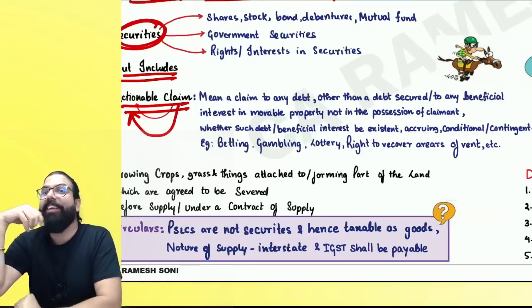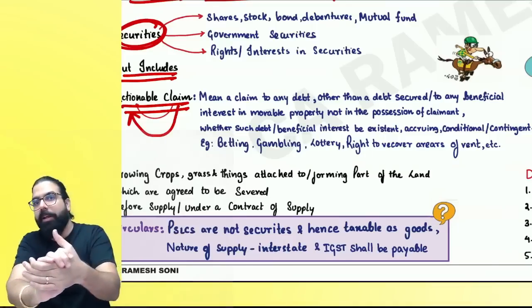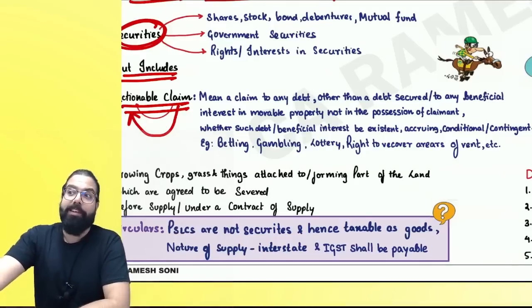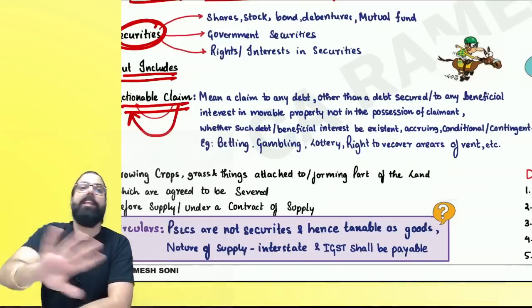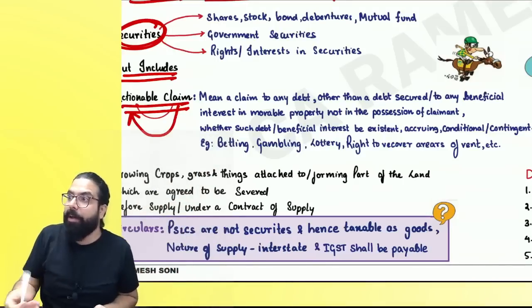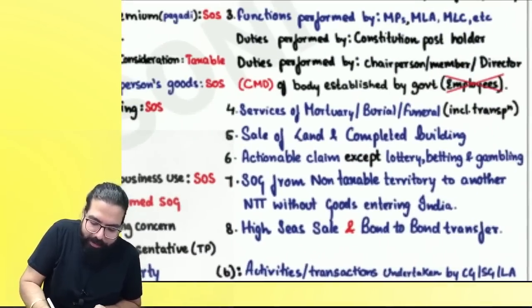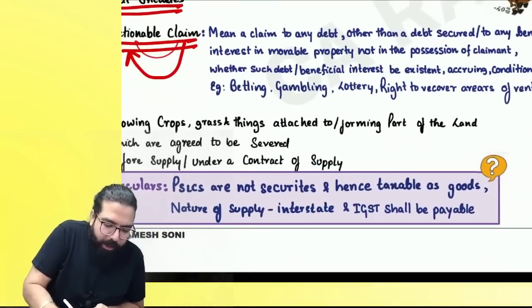But when you read Schedule 3 in your supply chapter, I'm linking it, everyone. We have to learn revision with linking, right? Actionable claims are goods, but all actionable claims are not supply of goods. Only lottery, betting, gambling will come under supply. All other actionable claims are neither supply of goods nor supply of service. Schedule 3 says actionable claim other than lottery, betting, and gambling.